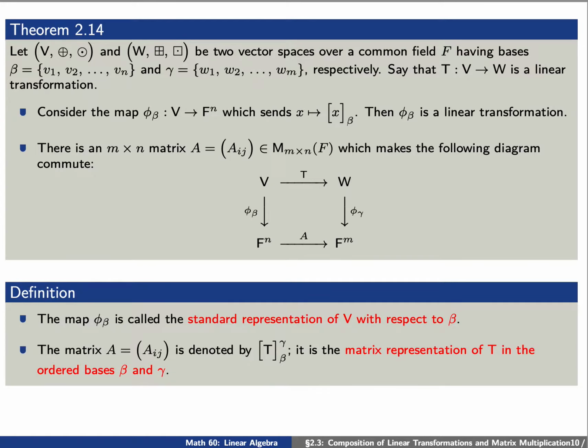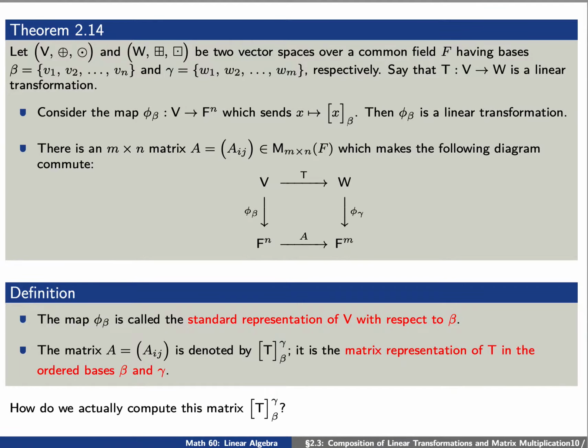The map phi sub beta will be called the standard representation of V with respect to our basis beta. The matrix A, which we'll denote by square bracket T subscript beta and superscript gamma, is the matrix representation of T in the ordered bases beta and gamma. One big question that we'll be motivated by is, how do we actually compute this matrix, the matrix representation?